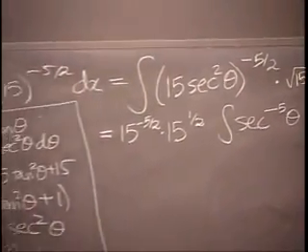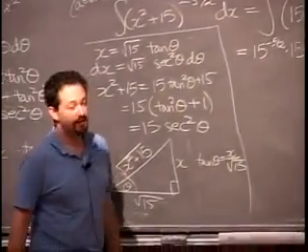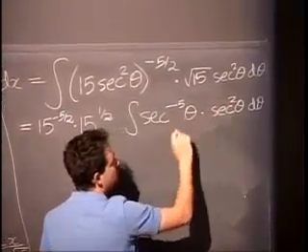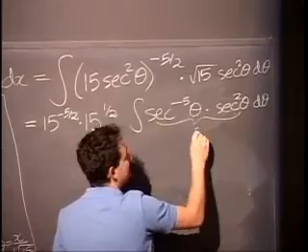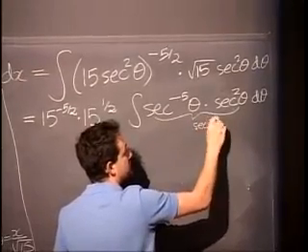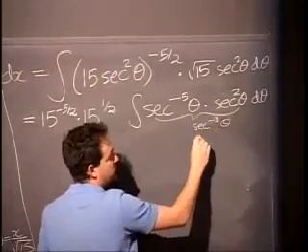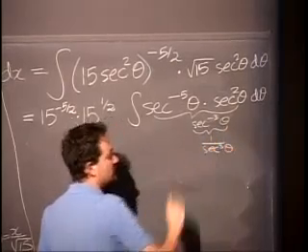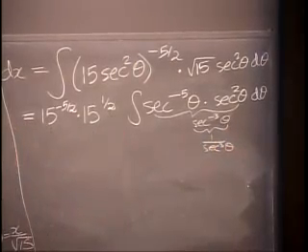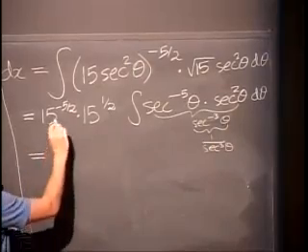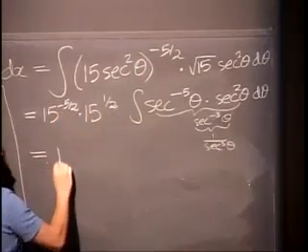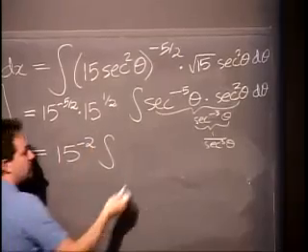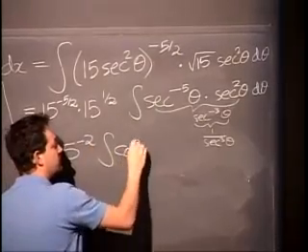Secant squared theta d theta is still left over. So what's going to happen is you've got a power of minus 5 there, a power of 2. The overall power is going to be minus 3, which, of course, is 1 over secant cubed, which is just cosine cubed. So if you work this all out, minus 5 halves plus a half is the minus 2 power, and 1 over secant cubed is cosine cubed.